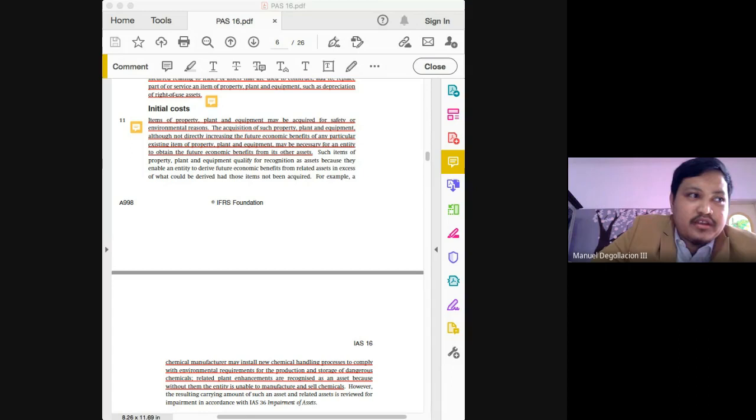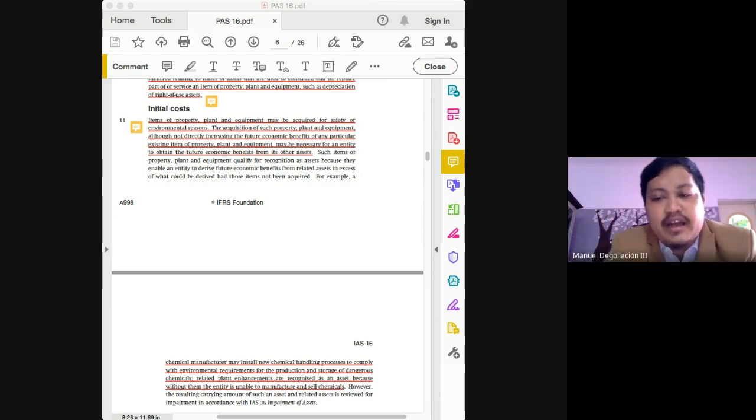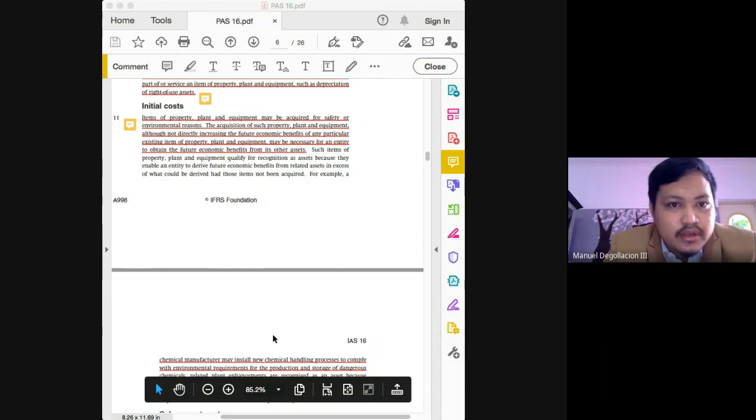Okay, just for the smooth running of the asset, your equipment or your machinery. Okay, but the moment they are able to increase or improve the life, the performance, capacity, and efficiency of the asset, then they can be considered as capitalizable cost.